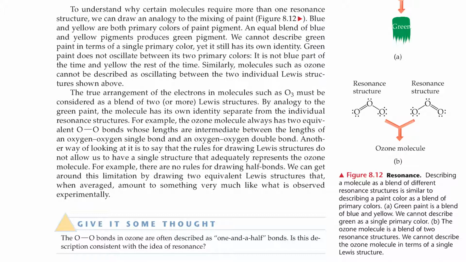Another way of looking at it is to say that the rules for drawing Lewis structures do not allow us to have a single structure that adequately represents the ozone molecule. For example, there are no rules for drawing half bonds. We get around this limitation by drawing two equivalent Lewis structures that, when averaged, amount to something very much like what's observed experimentally. Figure 8.12, Resonance. Describing a molecule as a blend of different resonance structures is similar to describing paint color as a blend of primary colors.